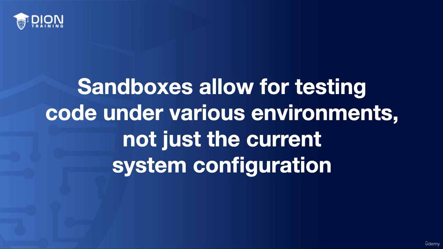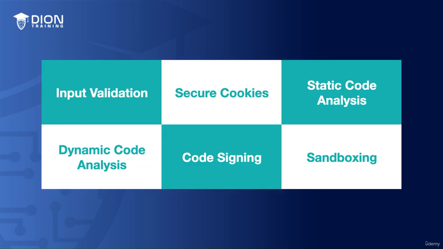So remember, in the world of application security, we need to consider 6 key areas: input validation, secure cookies, static code analysis, dynamic code analysis, code signing, and sandboxing. Input validation is designed to act as a vigilant gatekeeper that ensures that our applications only process well-defined and untainted data to counteract various forms of attacks.